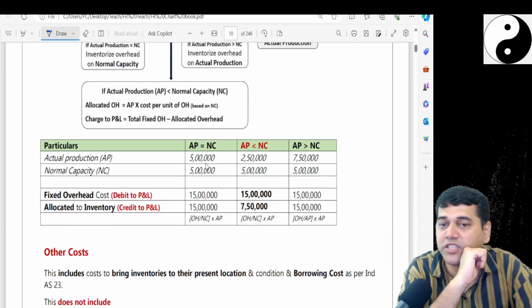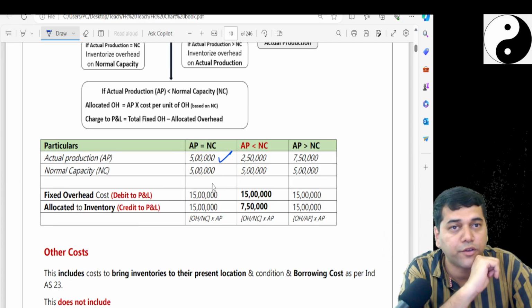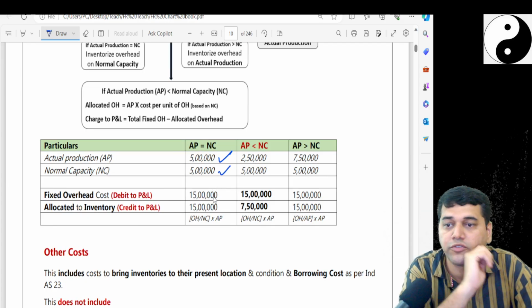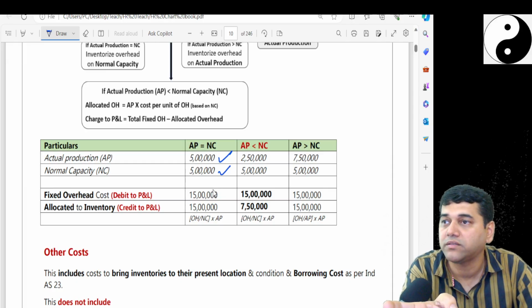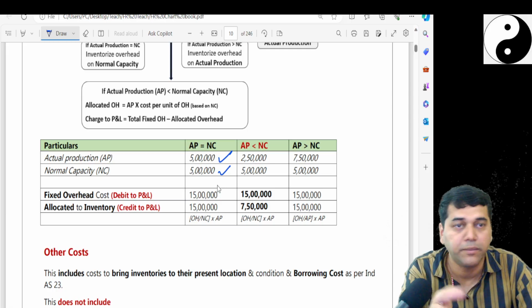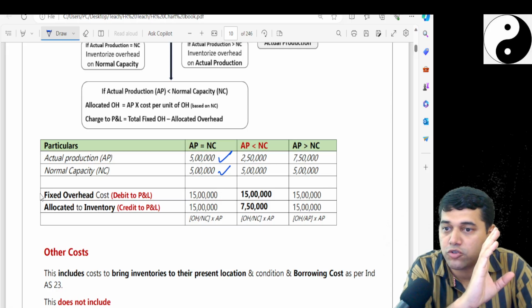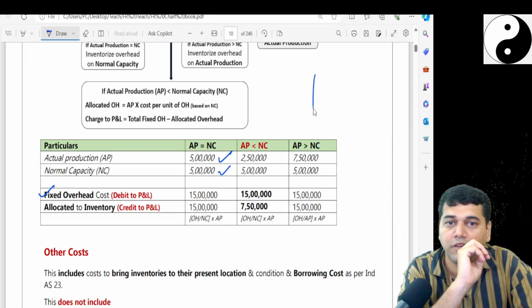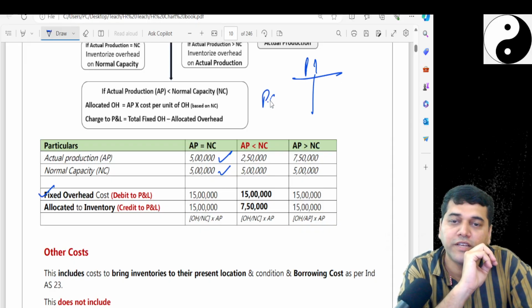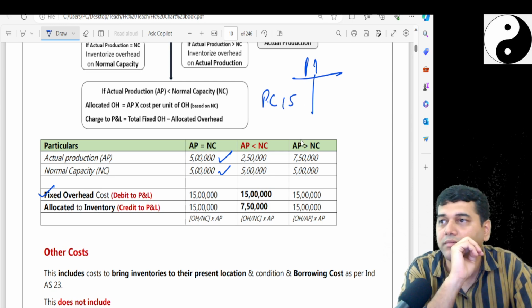Your actual production is 5, normal capacity is 5 lakh units. Actual production is also the same. You incur fixed cost. What accounting entry do you pass? Fixed cost expenses account, debit to bank. And that fixed cost you debit to the P&L account. If I had to prepare a P&L account, fixed cost 15 lakhs you debit.